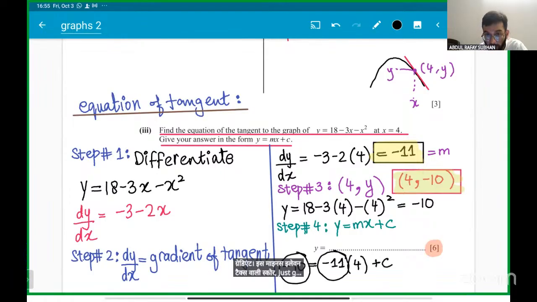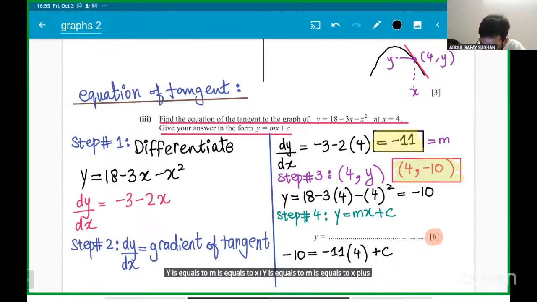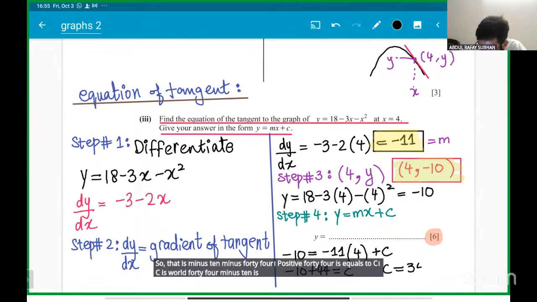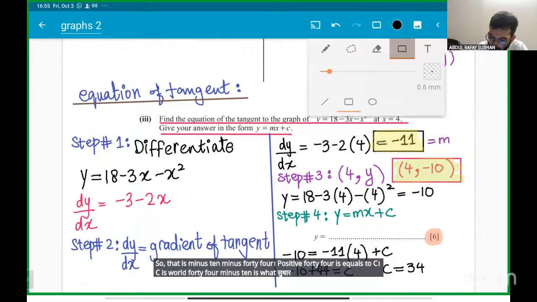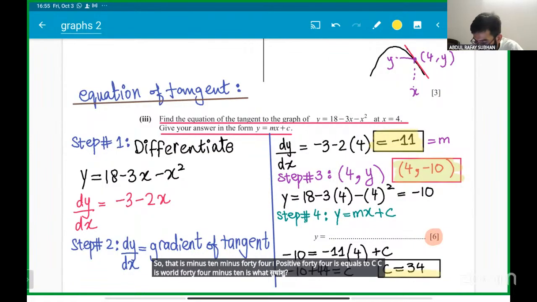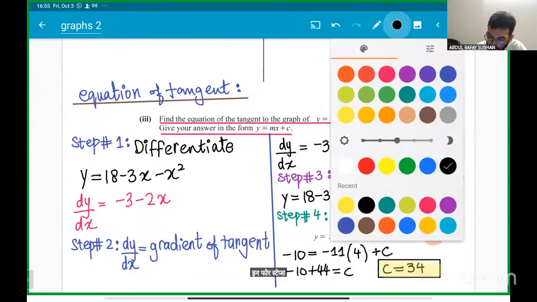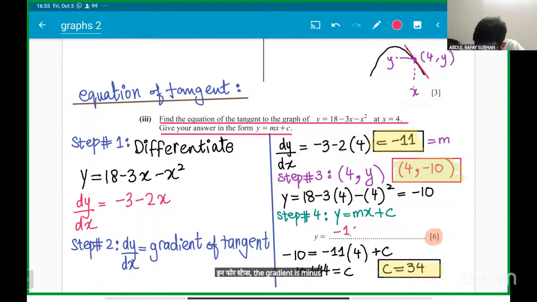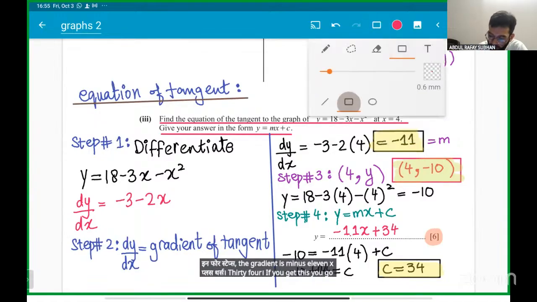y = mx + c. So that is -10 = -11 times 4 plus c, that is -10 minus 44... positive 44 is equal to c. c is 44 minus 10, which is what? 34, right? So that is the equation of the tangent in 4 steps: y = -11x + 34. If you get this, you got all 6 marks as well.